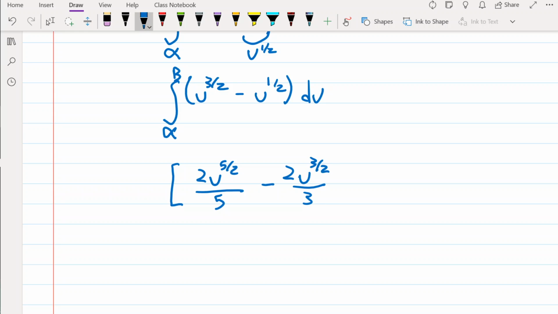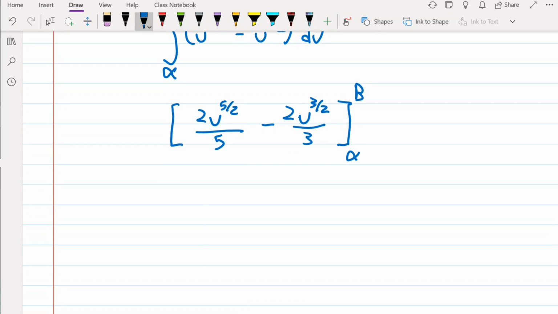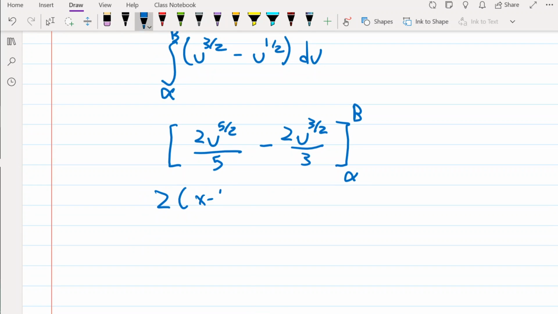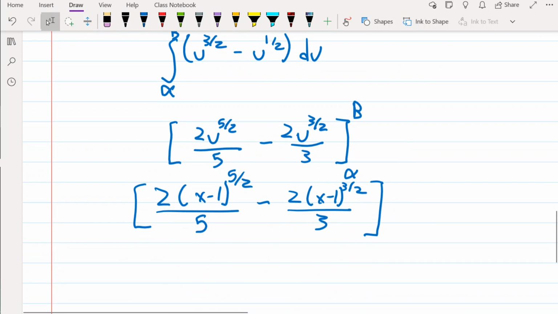So 2/3 u to the 3 over 2, oh, no, to the 3rd over 2nd power. And we're going to want this from alpha to beta. Then we're going to substitute back in for u, so 2 times x minus 1 to the 5 over 2 power divided by 5 minus 2 times x minus 1 to the 3 over 2 power divided by 3. All of this will be evaluated from 1 to 2.